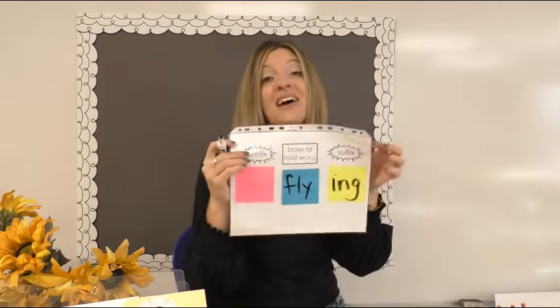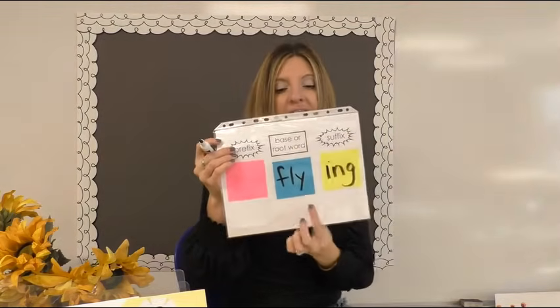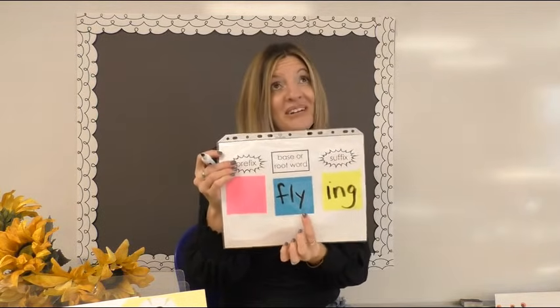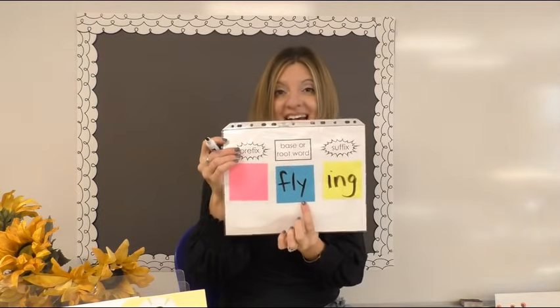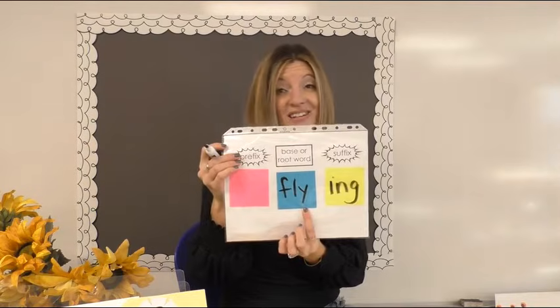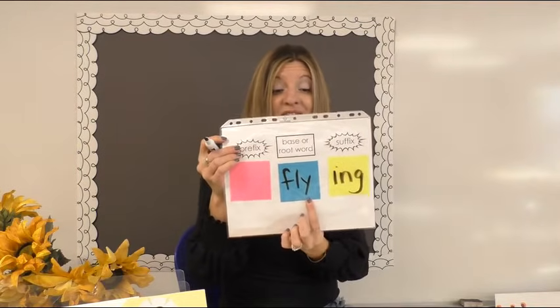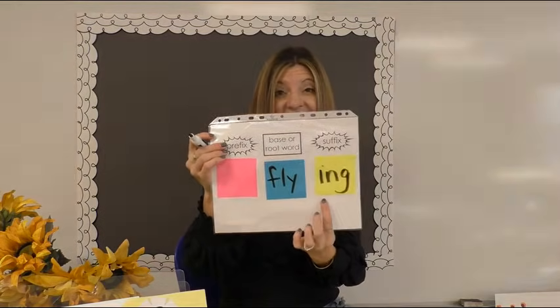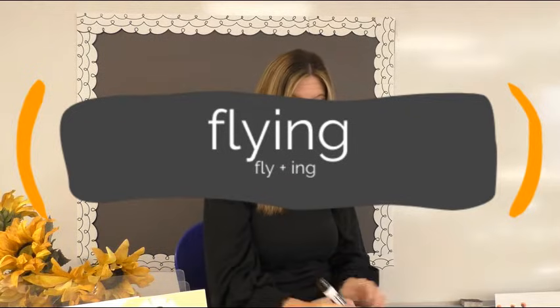My suffix is ing. Now I have to stop and think. I need to decide, am I chopping or dropping? Am I doubling? Or am I changing Y to I? Or do I leave it alone? Notice that when I have a Y, if I changed it to I, I would have two I's. So this is one of my exceptions, and I'm just going to add ing.